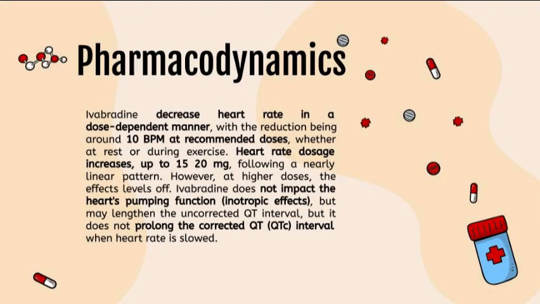Ivabradine has the ability to decrease heart rate in a way that's proportional to the dosage, and the extent of this reduction varies based on an individual's heart rate. Whether someone is at rest or exercising, the recommended doses lead to a decrease of 10 beats per minute, BPM. As the dosage increases, up to 15-20 mg taken, the heart rate reduction follows a nearly linear pattern, but it tends to stabilize at higher doses.